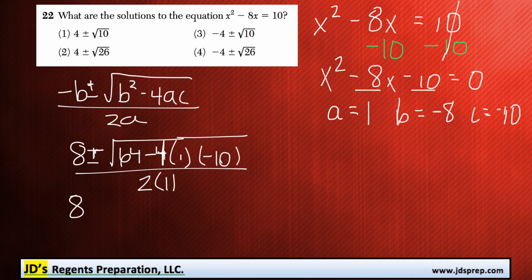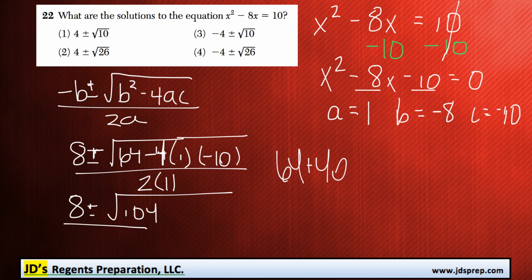Okay, so solving what's inside the radical here: 64 minus 4 times negative 10. 4 times negative 10 is negative 40, and 64 minus negative 40, that's going to be 64 plus 40, and that gets us 104, over 2.